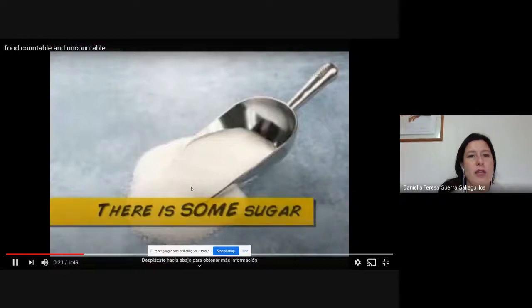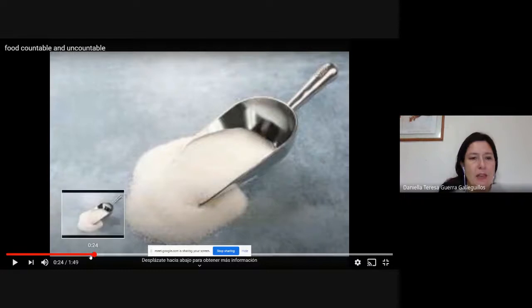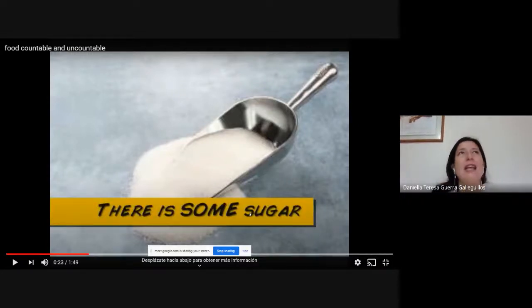Remember, there is the one that we use to say que hay. There is some sugar. In this case, when we say there is some sugar, we are not saying the specific quantity. There is some. Hay un poco. ¿Estoy diciendo la cantidad exacta? No. ¿Por qué uso there is? Porque es un uncountable. Porque me estoy refiriendo a sugar, que no es contable. Entonces digo, there is some sugar. Si quiero decir que hay 2 kilos de azúcar, digo, there are, porque ahí lo empiezo a contar.